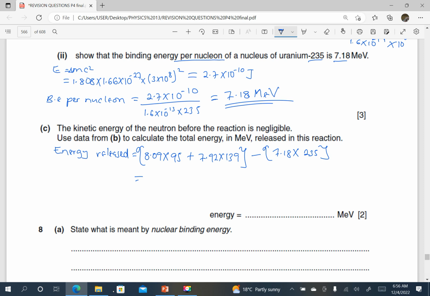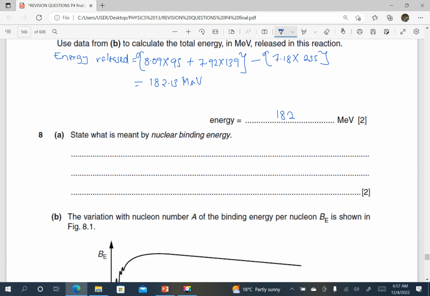8.09 times 95 plus 7.92 times 139 minus 7.18 times 235. So this is giving me 182.13. The unit here is going to be mega electron volts. So the energy released must be the difference in those two binding energies, and so this would be approximately 182 mega electron volts.